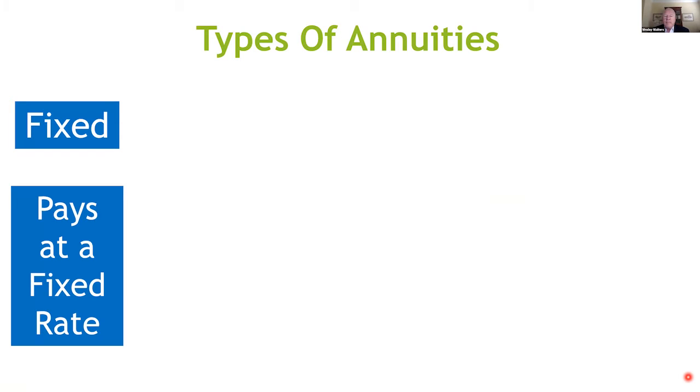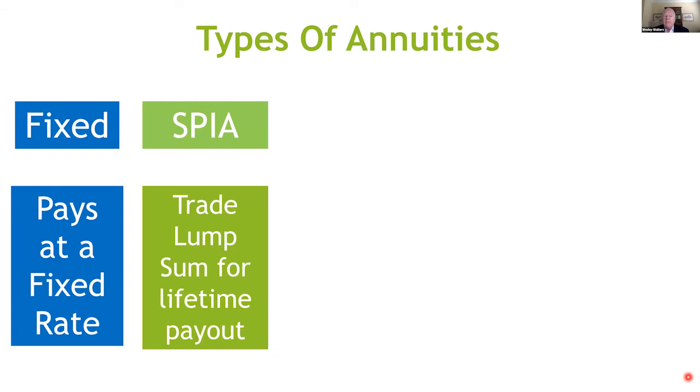As I mentioned, there are 4 types of annuities. Just a quick look at them. There's a fixed annuity. This is like a CD. It pays a set rate for a set length of time. There's a SPIA, single premium immediate annuity, and here you are trading a lump sum of money for a cash flow.